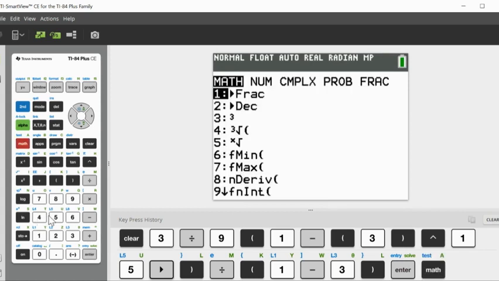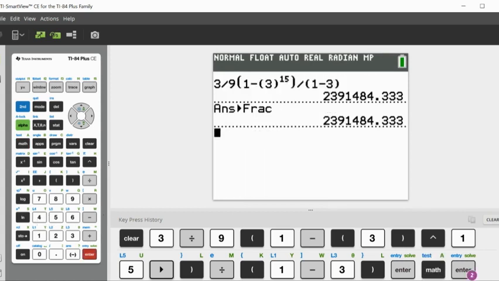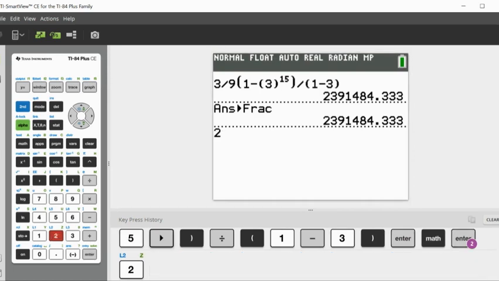If we ask our calculator to turn this into a fraction, it won't do it. I think the number is too large, but we can do it ourselves. I tried this with sigma notation as well. It also would not turn it into a fraction. So this is all in thirds. We're going to take the whole number, the 2,391,484, and we're going to multiply that by 3 to turn it into thirds.